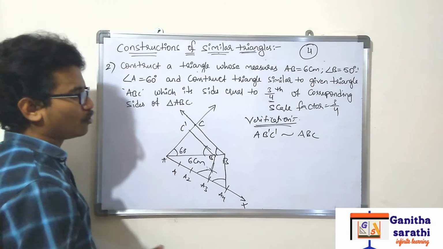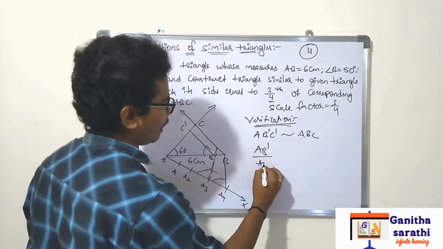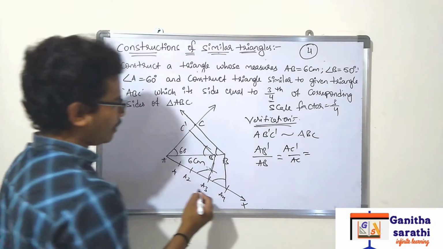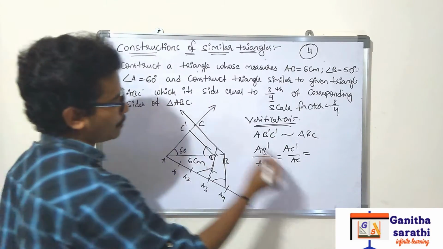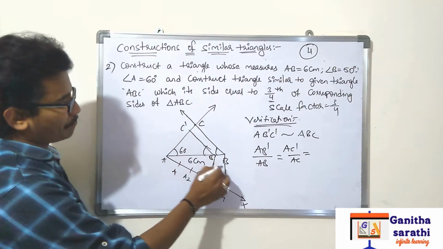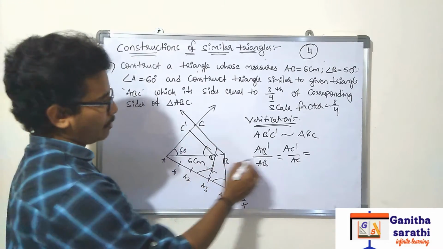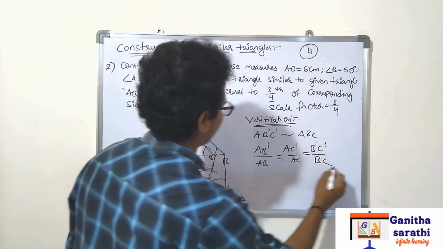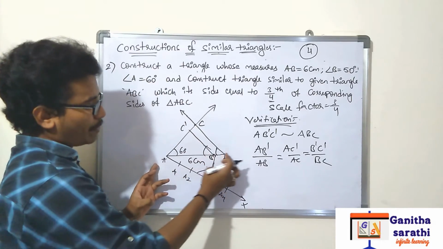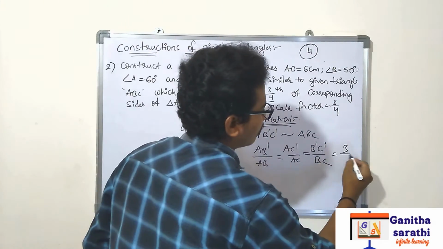What are the sides which are in proportion? First you should take AB dash. AB dash by AB is equal to AC dash by AC is equal to B dash C dash by BC. So it is equal to AB dash by AB. AB dash is up to how many parts? 3 parts. AB means 4 parts. It will be equal to 3 by 4.